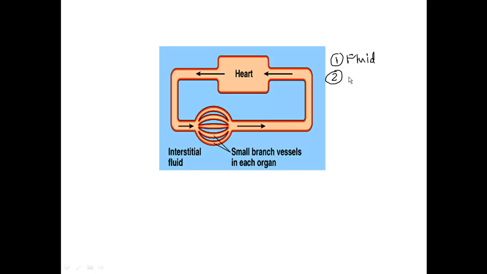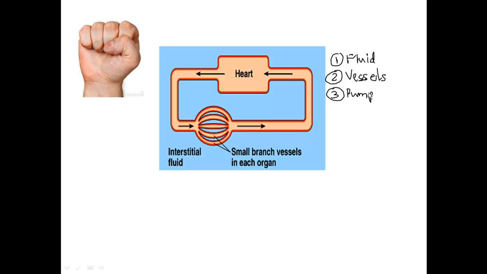The second thing all organisms have in their circulatory system is some sort of vessel system to get the fluid all around the body. And the third thing that all circulatory systems have is some sort of pump. And in humans, that pump is our heart. In fact, you guys probably know this, it's roughly the size of our fist.